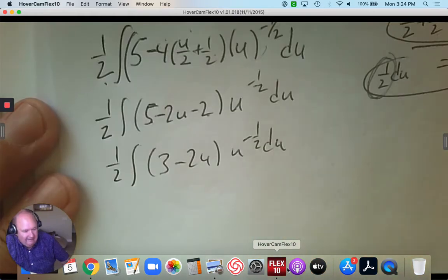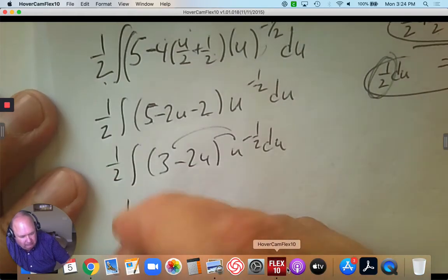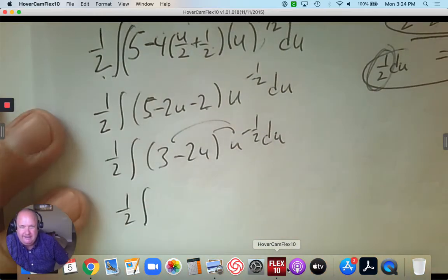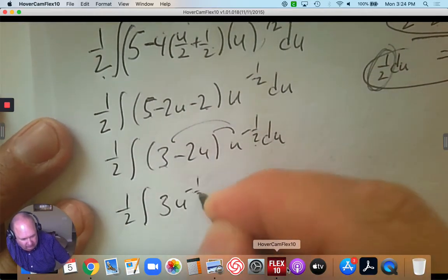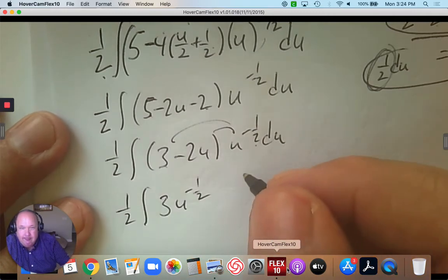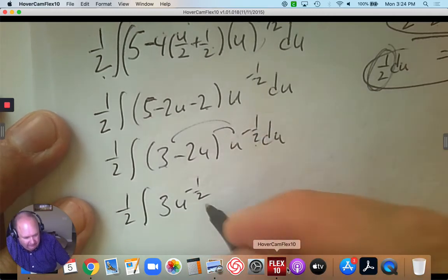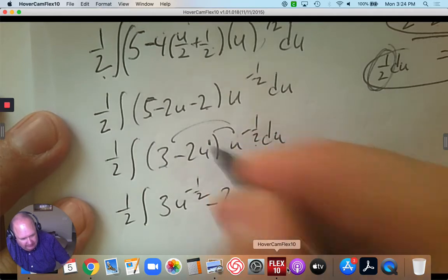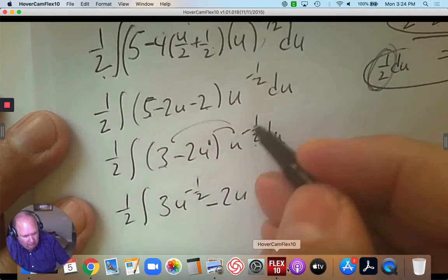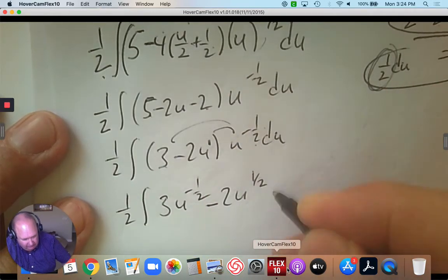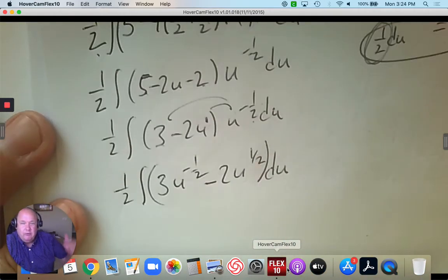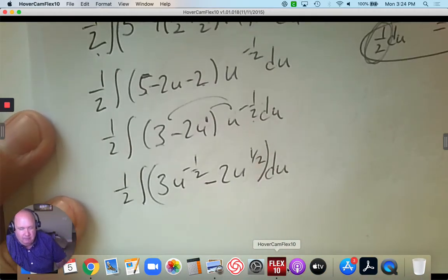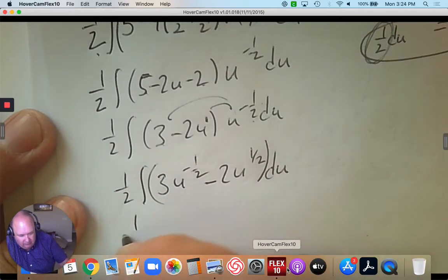The next thing I'm going to do is distribute and use exponent rules. So I still haven't done any calculus here yet. So 3 times this is just 3u to the negative 1/2. Multiply them together, it's negative 2u, and you add the exponent. So 1 plus negative 1/2 is positive 1/2. So we're just working with algebra to a point where I can then do the antiderivative.